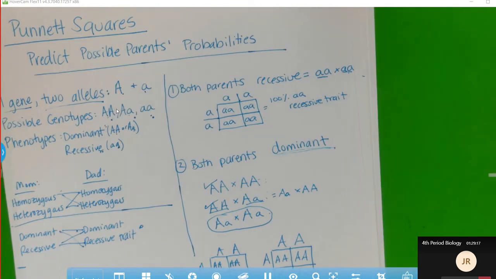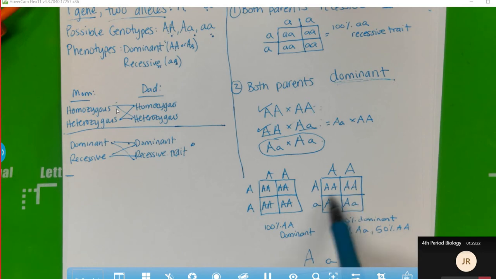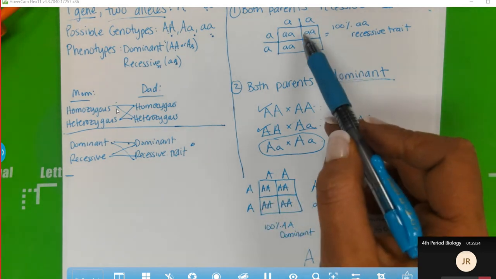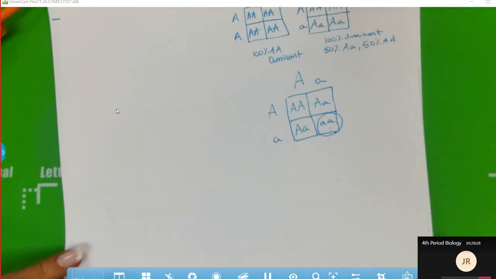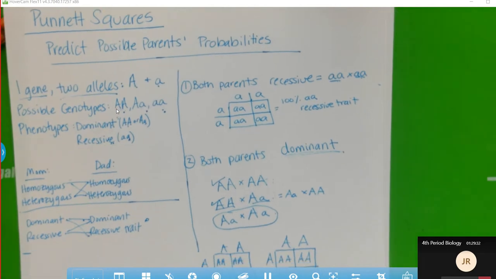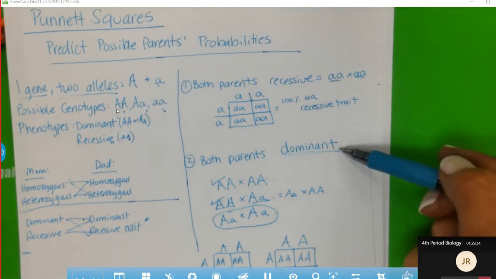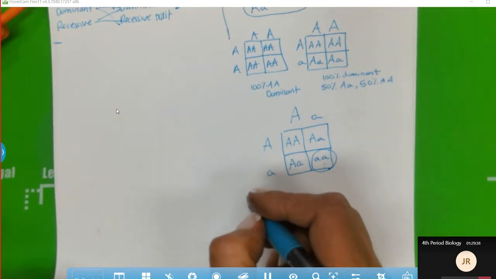Okay, because in this case, both parents are dominant, the kids are all dominant too. In this case, both parents are recessive, the kids are all recessive too. But in this case, both parents are dominant, but you have a kid who's recessive. And our only last option: both parents are recessive, both parents are dominant, or it can be a mixture, one parent dominant, one parent recessive.